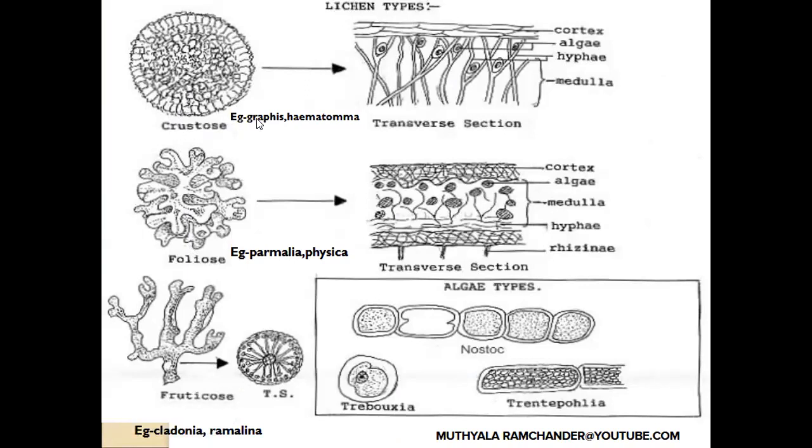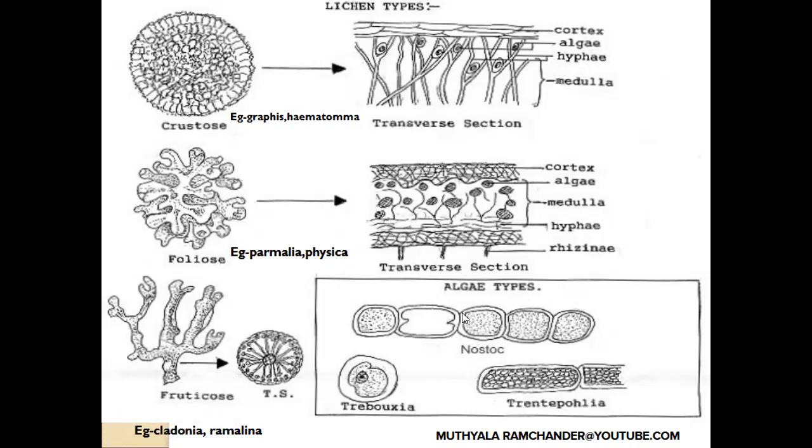Some examples of crustose lichens are Graphis and Haematomma. Foliose lichen examples are Parmelia and Physcia, and fruticose lichens are Cladonia and Ramalina. These are the examples for crustose, foliose, and fruticose lichens.